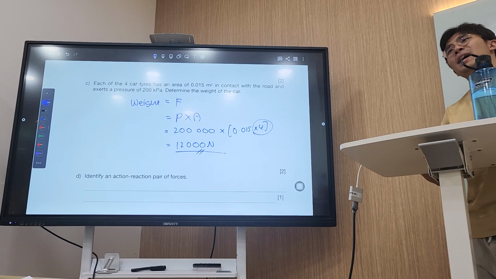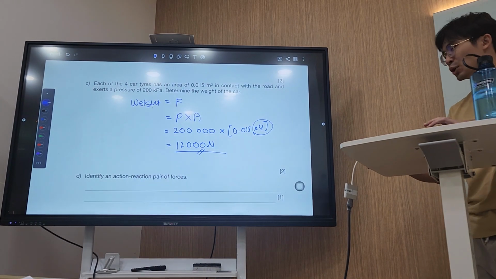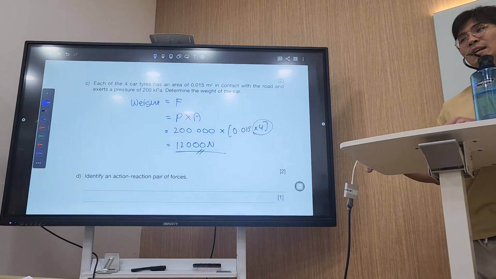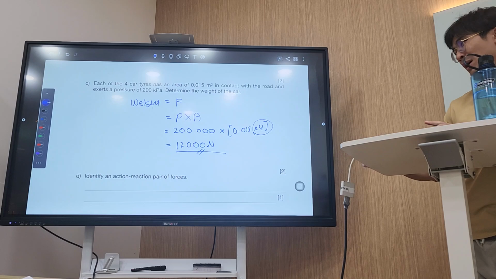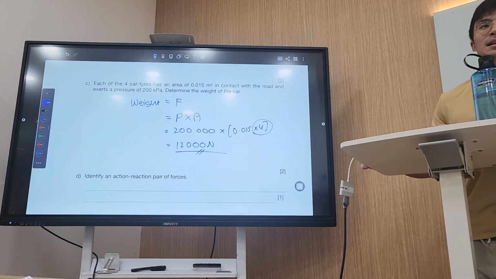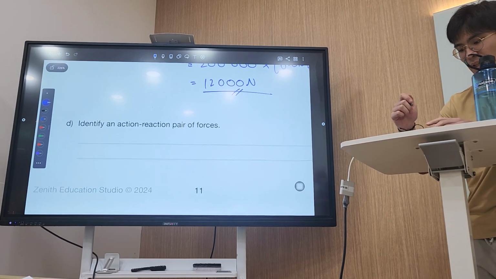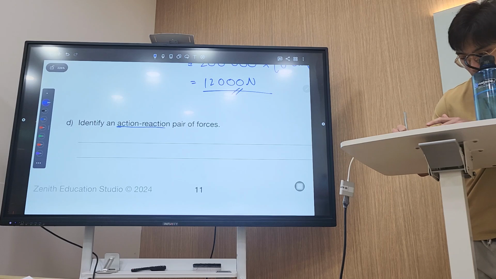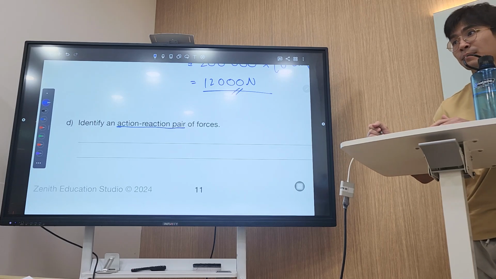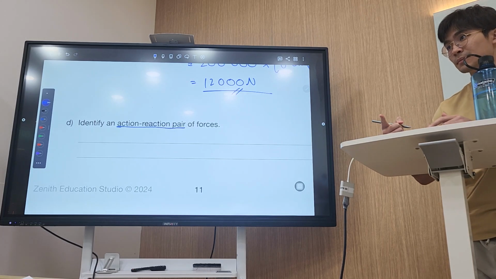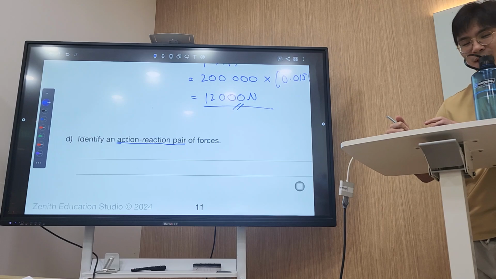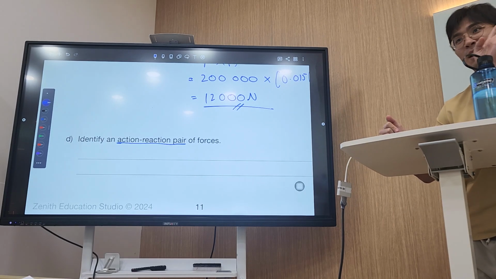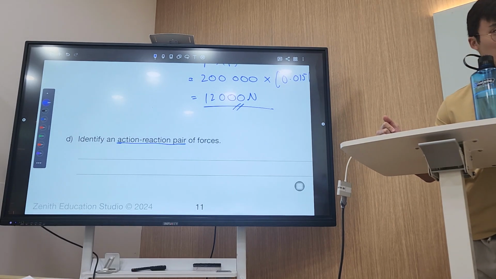Identify an action reaction pair. This one, if you don't know, means your school didn't teach it. If your school didn't teach it and you have no idea what this is, let me explain it now. There is certain criteria to qualify as an action reaction pair. There are 4 criteria. After I go through this, do not forget it.